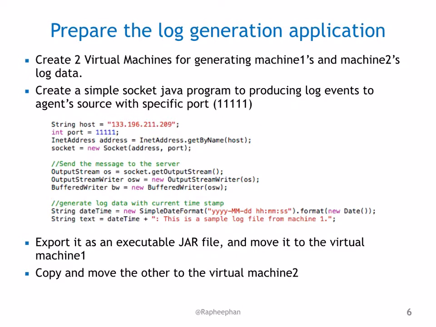Here is the preparation process. I created a simple socket Java program to send the log data with a timestamp to the Flume agent on a specific port. Here I specify the port 11111. We just specify the IP address here as the host, and we apply the port. After we finish creating the Java application program, we export it as an executable jar and move it to the virtual machines.